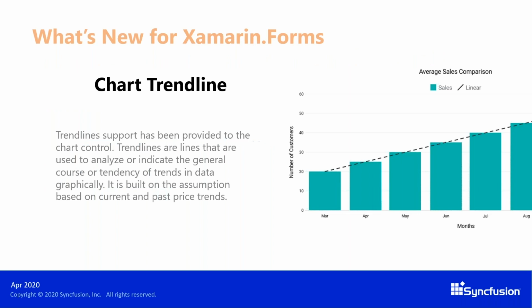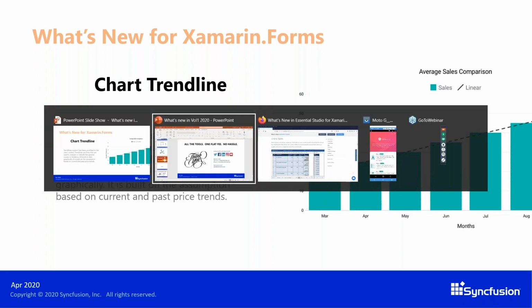The next control I'd like to talk about is the chart. In the chart, we have provided support for trend lines. A trend line is basically used to analyze or indicate the general course or tendency of trends in data, and it is built on the assumption of current and past price trends. We have many types of trend lines. Let me show you a demo on that.